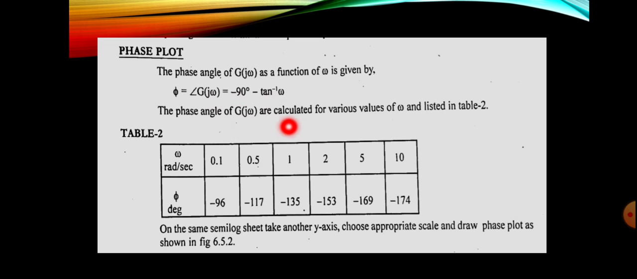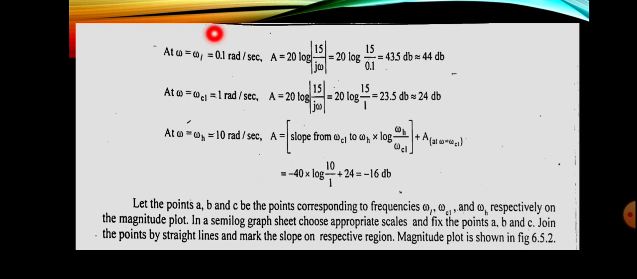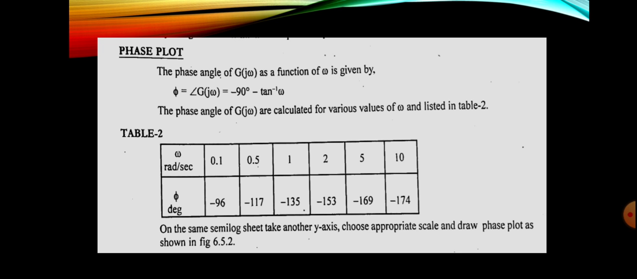So the phase angle of G of j omega can be calculated by putting different values of omega, and you will get different phases. Here you have different values of omega, such as 0.1, 1, 10, and you can take other values for getting continuity or an exact shape for the phase plot. You can take 0.5, 0.6 or whatever value. In between 1 and 10 you can take 5, 6, 7 or whatever values. That depends upon you. Here it is taken as omega 0.1, 0.5, 1, 2, 5, 10.